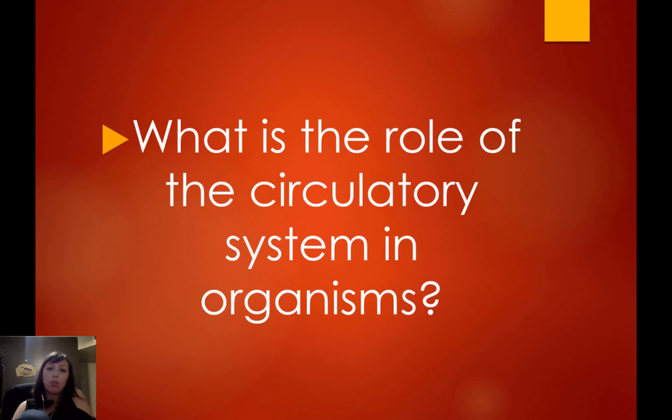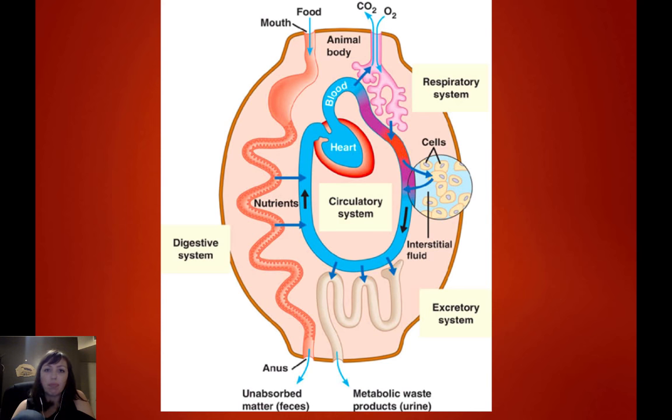Okay, so what is the role of the circulatory system in organisms? It's to move things around, and all kinds of things. It's to move fluid around, it's to move nutrients around, it's to push waste out, okay? It's to move things around the body.